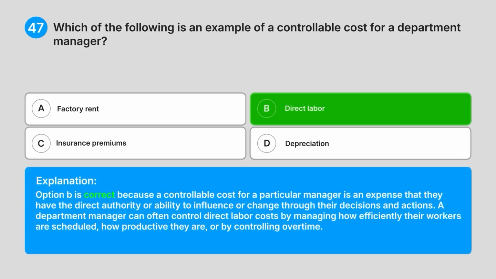Explanation: option B is correct because a controllable cost for a particular manager is an expense that they have the direct authority or ability to influence or change through their decisions and actions. A department manager can often control direct labour costs by managing how efficiently their workers are scheduled, how productive they are, or by controlling overtime.